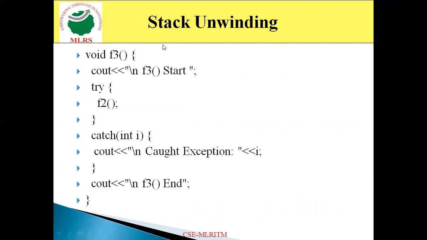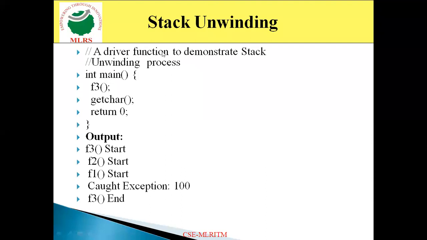Here is one more function named f3. In this f3 function I simply display f3 start on the output screen. Then I am specifying a try block. In the try block I am calling f2. Then in the catch block, if an exception of integer data type occurs, it displays caught exception and the i value on the output screen. Then at last it displays f3 end.